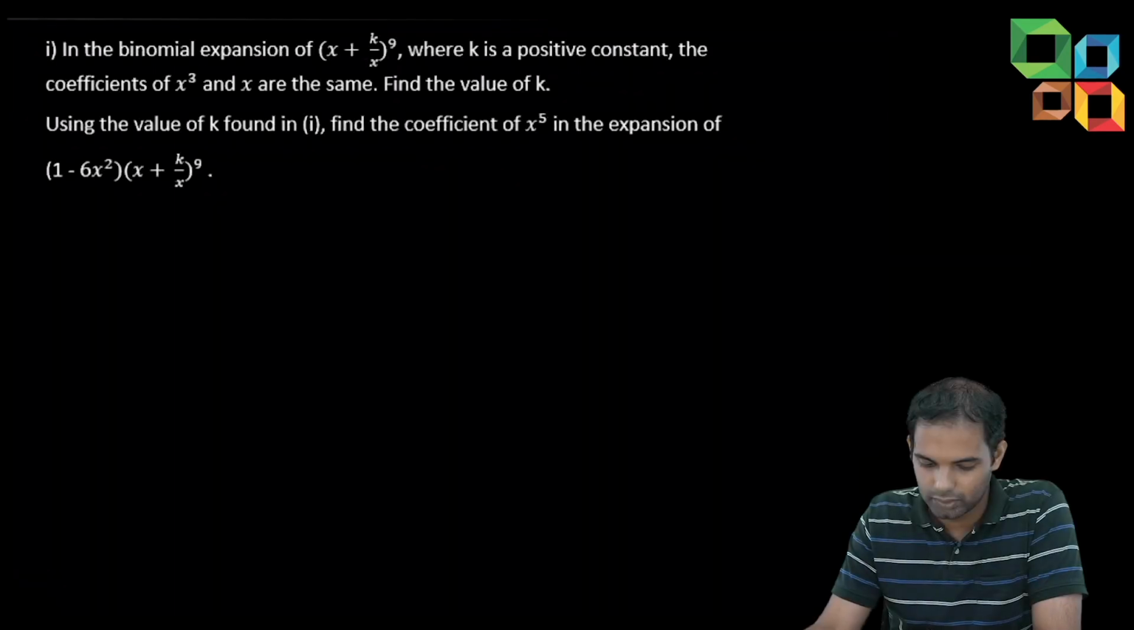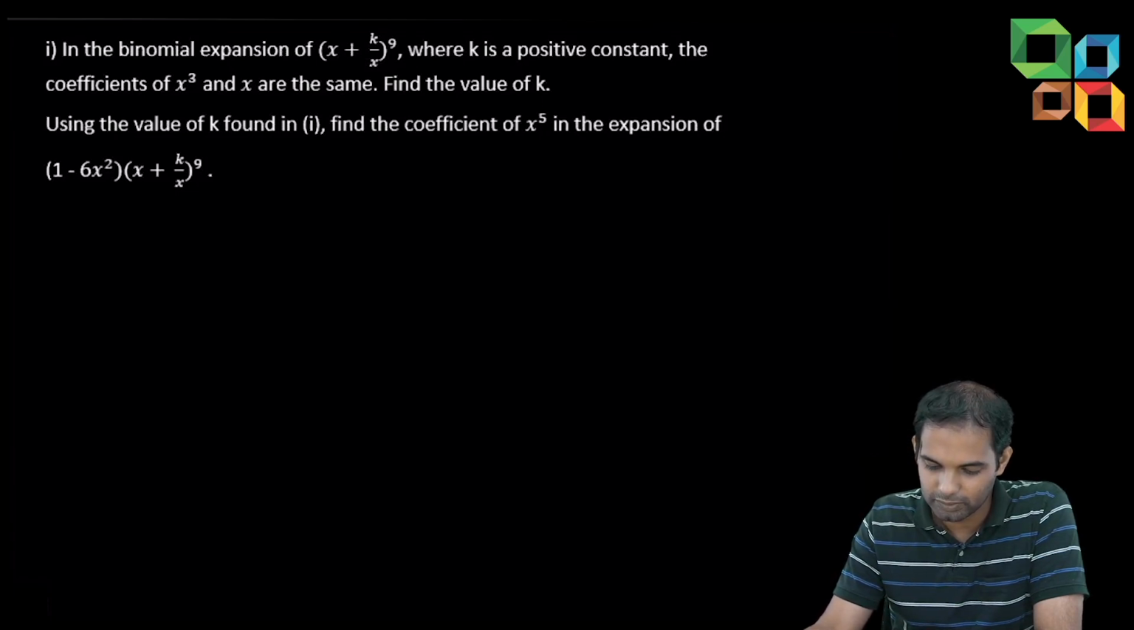Now in the next problem, the binomial expansion is (x plus k by x) whole power 9. k is a positive constant, and the coefficients of x cube and x are the same. Find the value of k. Now, using that, we have to figure out something else. First, let us try to figure out what k is.